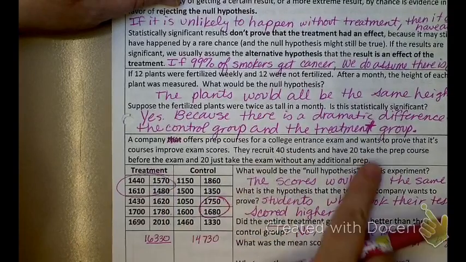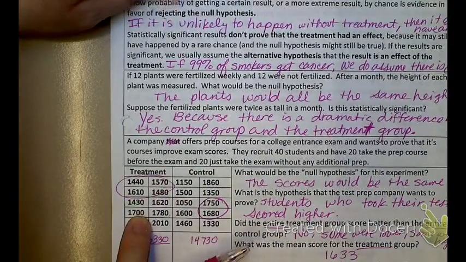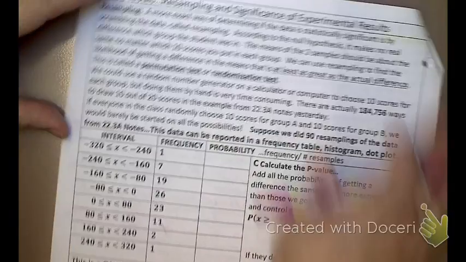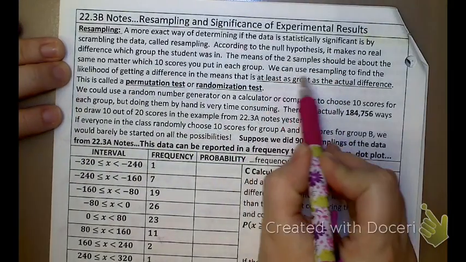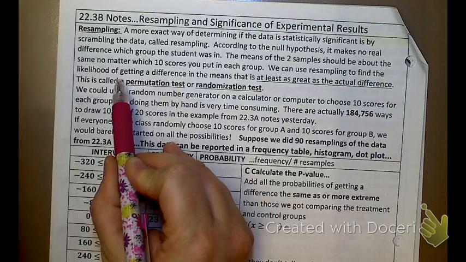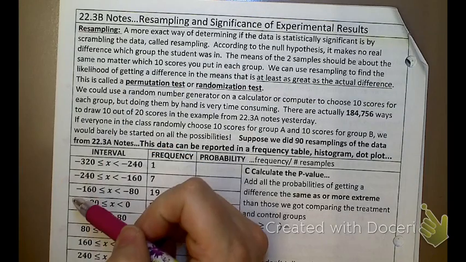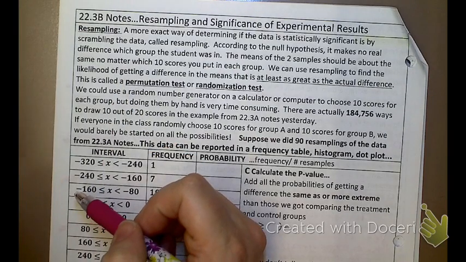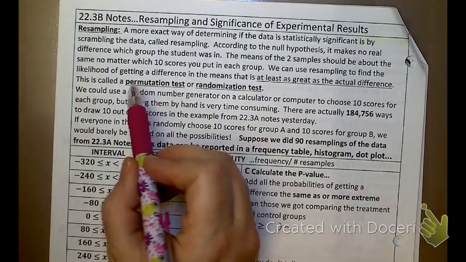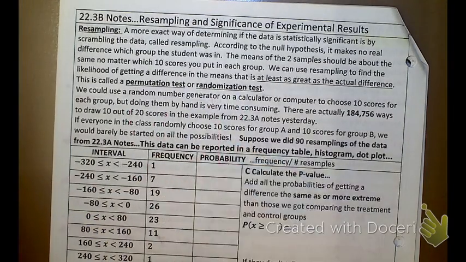You know, there are 20 people that took the course. We only are looking at 10 scores. It shouldn't matter which 10 we choose. We can use resampling to find the likelihood of getting a difference in the means that is at least as great as the actual difference. This is called a permutation test or a randomization test.